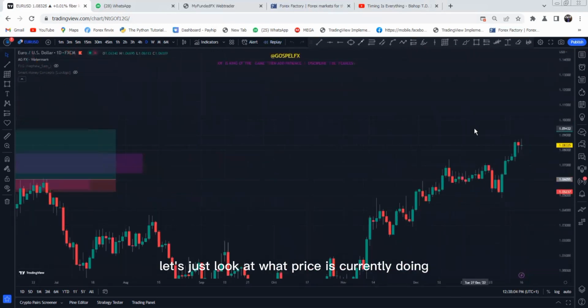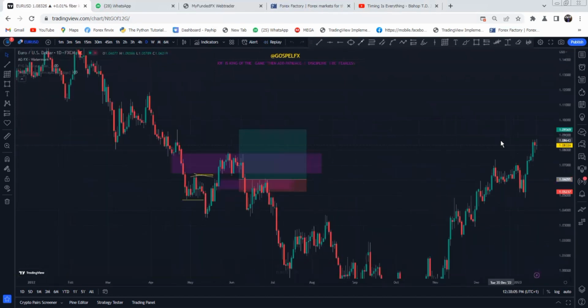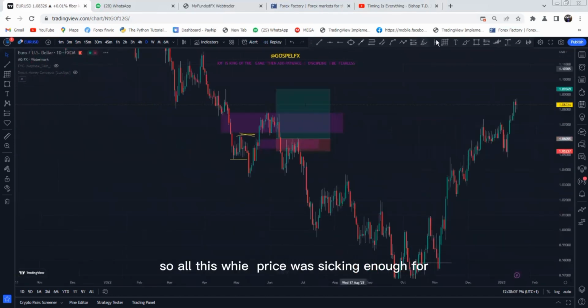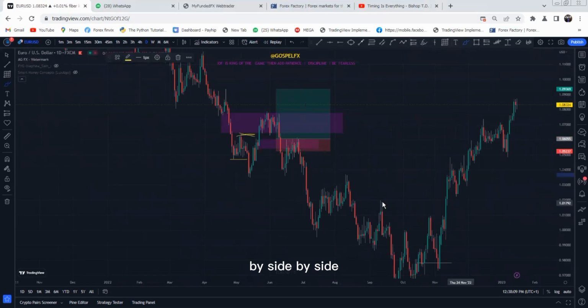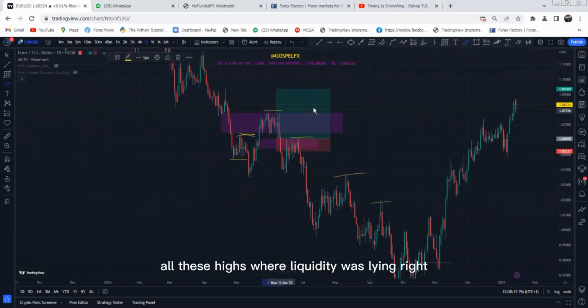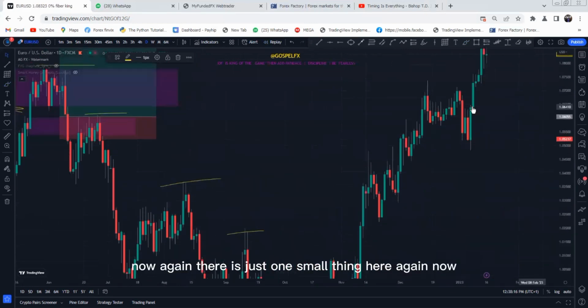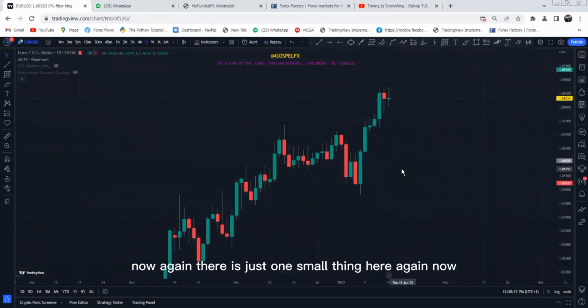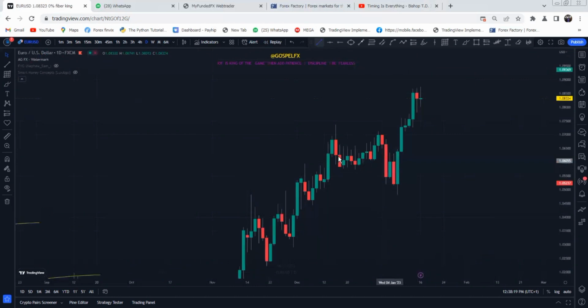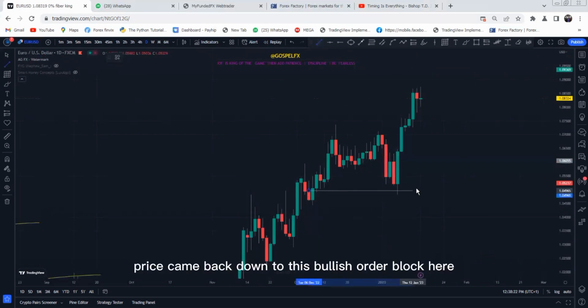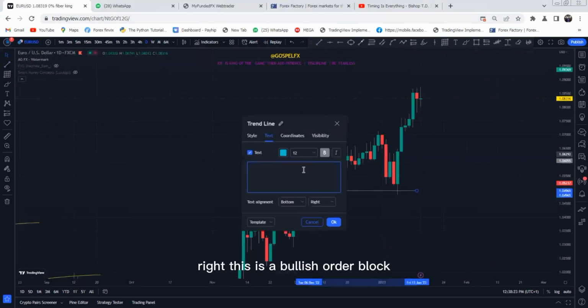Let's just look at what price is currently doing now. This is fiber. So all this while price was seeking buy side liquidity, all these highs where liquidity was lying, right? So price was now coming for them. Now again, there is just one small thing here. Price came back down to this bullish order block here, right? This is a bullish order block from the daily time frame, OBD1. Let's just put it like that.